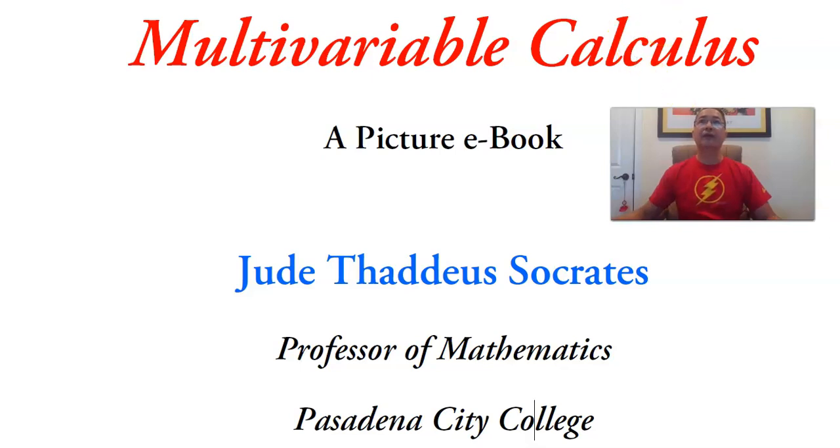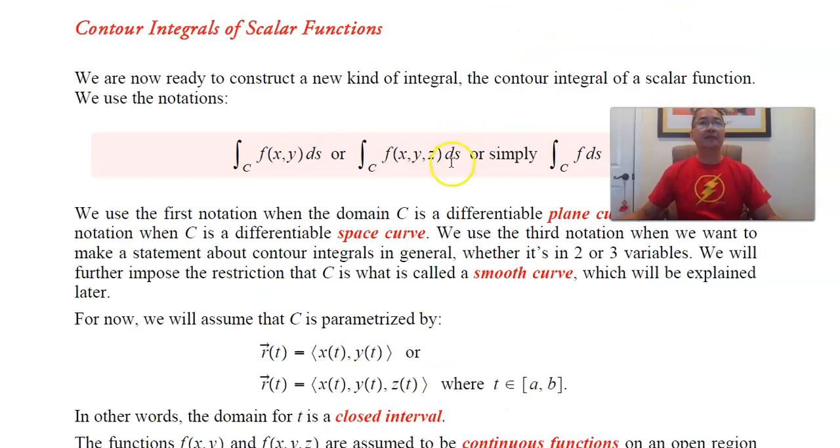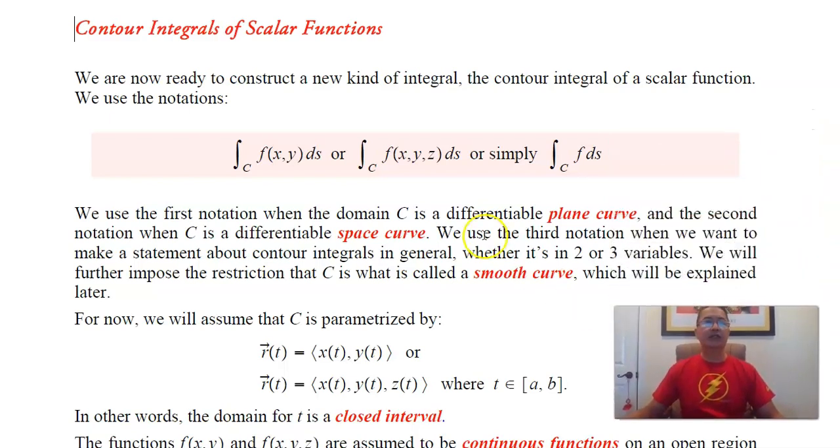in chapter 4. So here we are. This is the notation that we use for this kind of a scalar contour integral. There were two kinds because your curve could be either on the xy plane only or in space. And the function represents some kind of a density, perhaps, on a piece of wire shaped like the curve C.